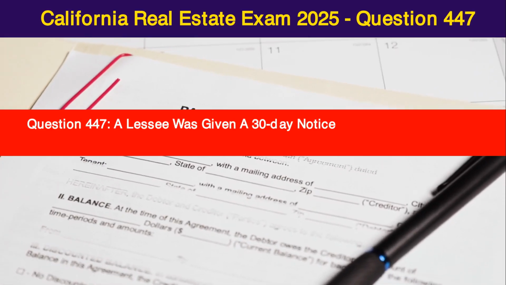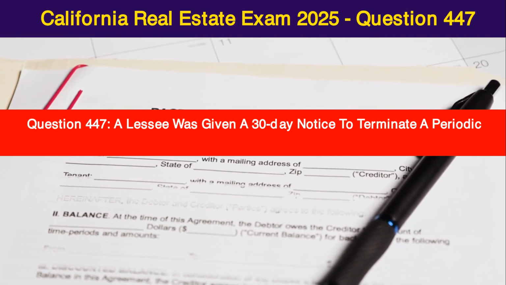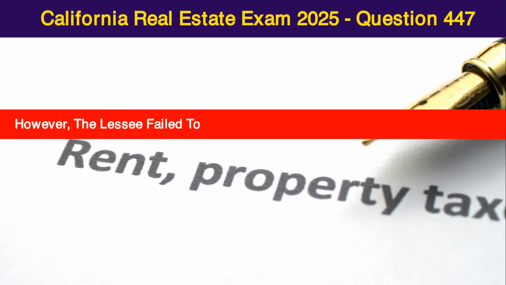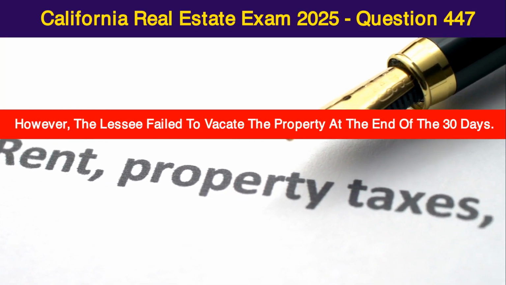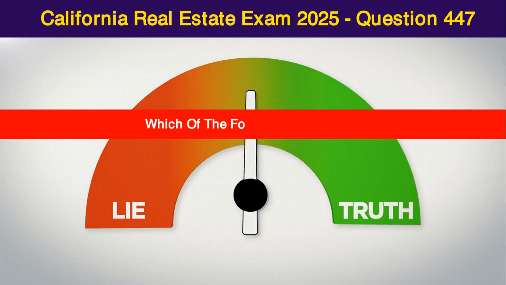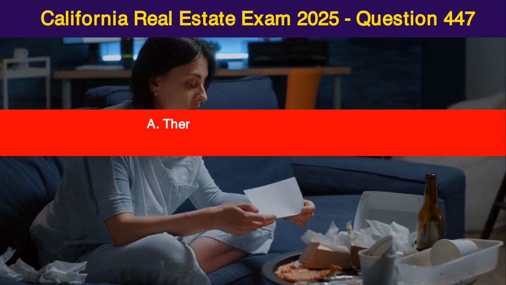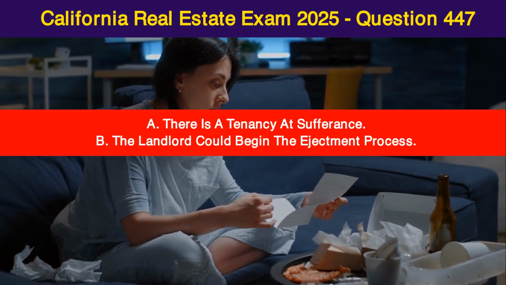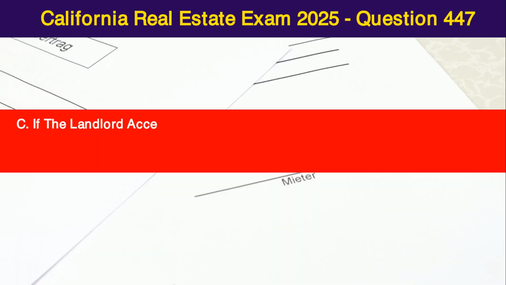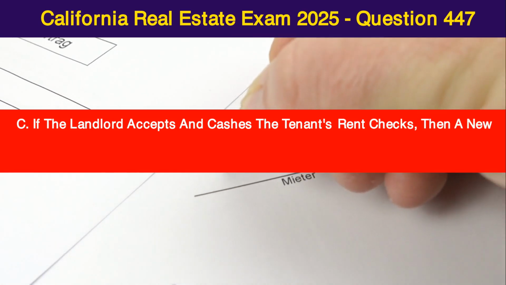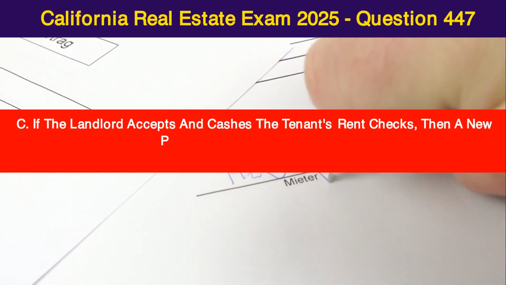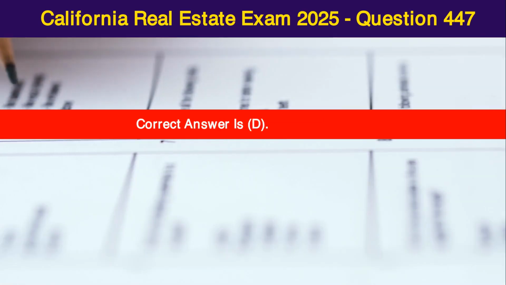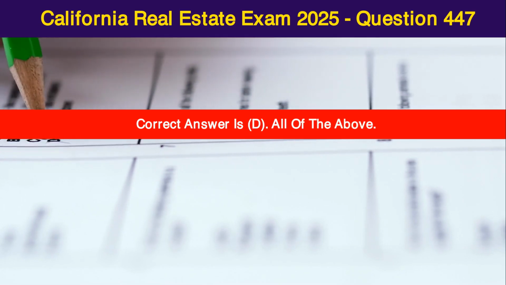Question 447. A lessee was given a 30-day notice to terminate a periodic tenancy by the landlord. However, the lessee failed to vacate the property at the end of the 30 days. Which of the following is now true? A. There is a tenancy at sufferance. B. The landlord could begin the ejectment process. C. If the landlord accepts and cashes the tenant's rent checks, then a new periodic tenancy would result. D. All of the above. Correct answer is D. All of the above.